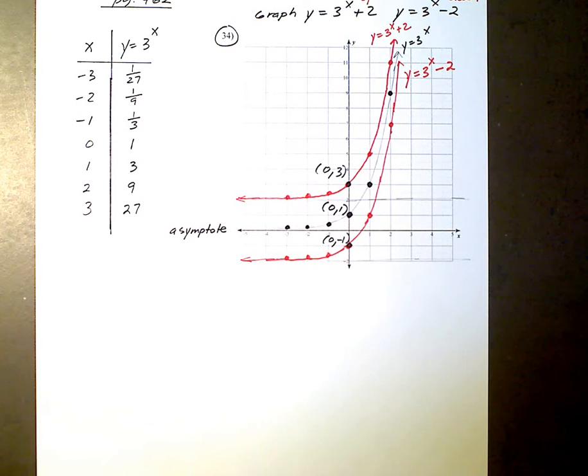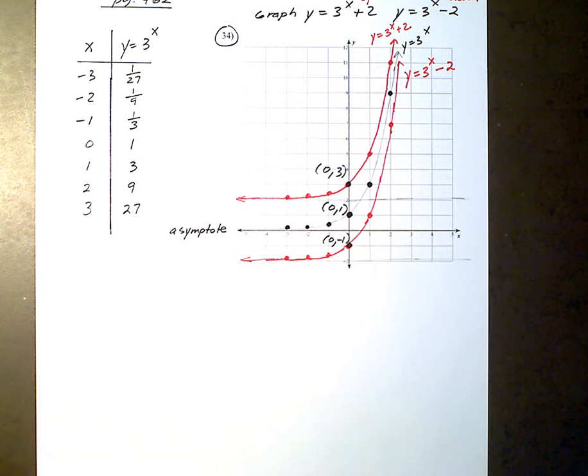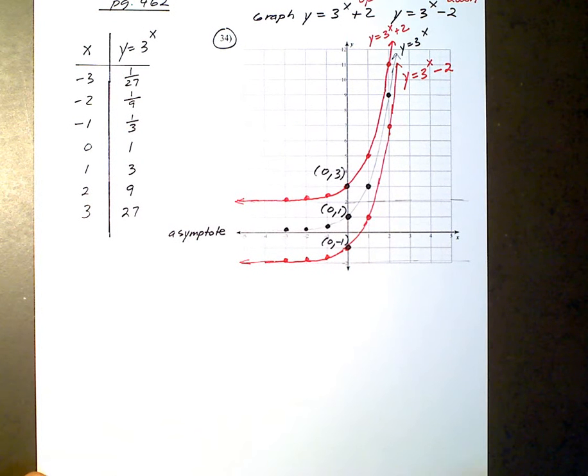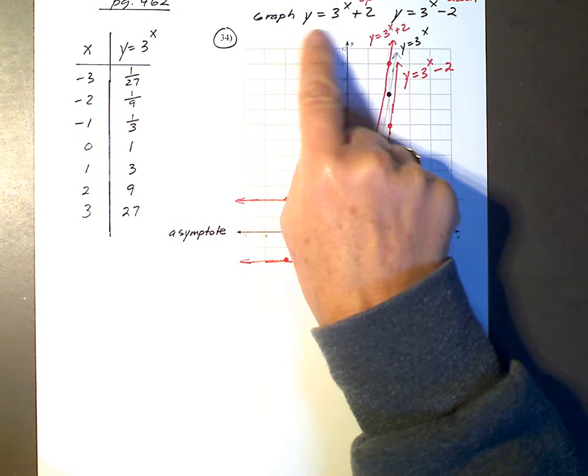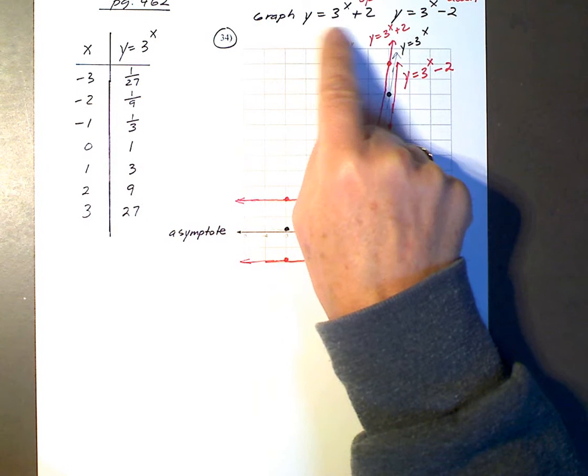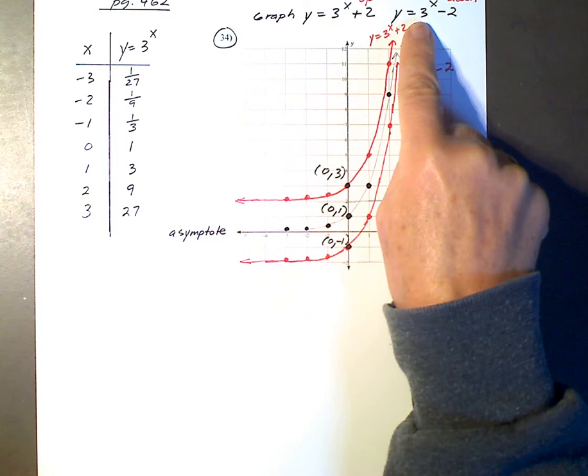Okay, this is page 462, the graph, number 34, and I've got it graphed already, but I want to explain it. I'm supposed to graph y equals 3 to the power of x plus 2, and y equals 3 to the power of x minus 2.